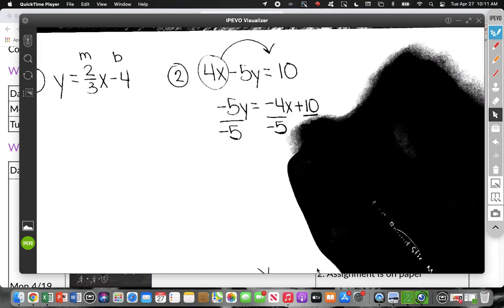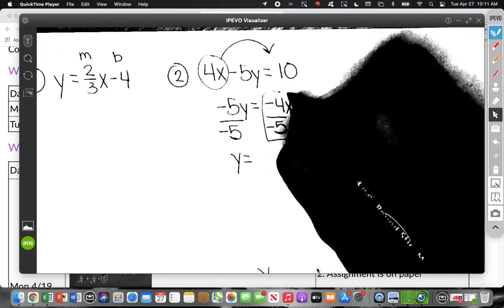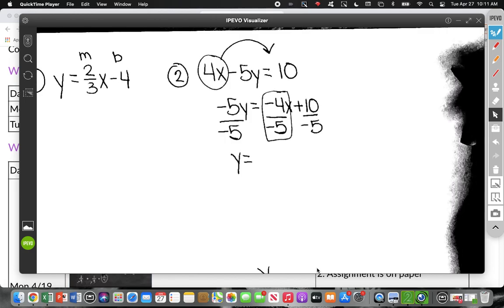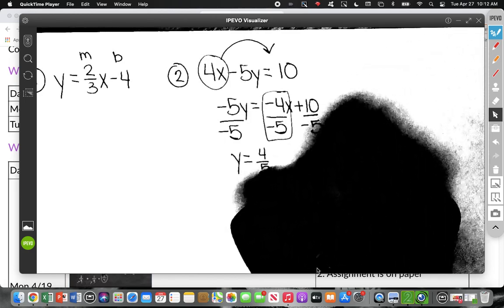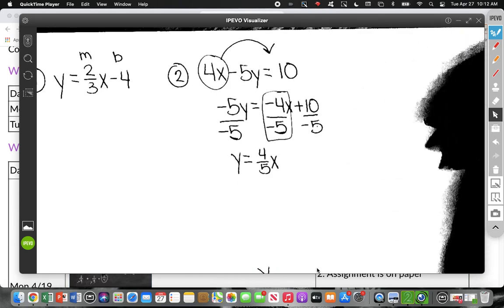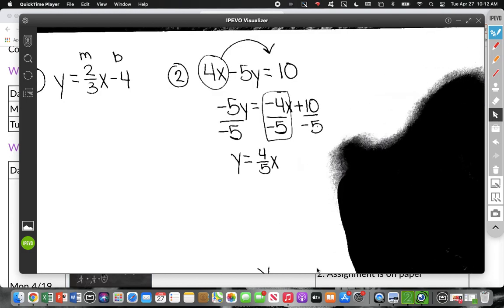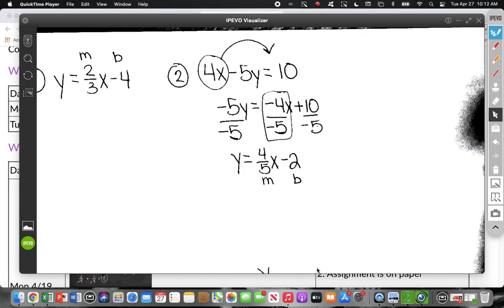All the way across. So now, what happens to 2 negatives? All right, and can I reduce 4/5 at all? So that would be 4/5 x. And what's plus 10 divided by negative 5? What kind of 2? Now we have a B and an M to graph. So I do have space on your equations page for you to do this work. Then once you have it solved, we would go and graph that.